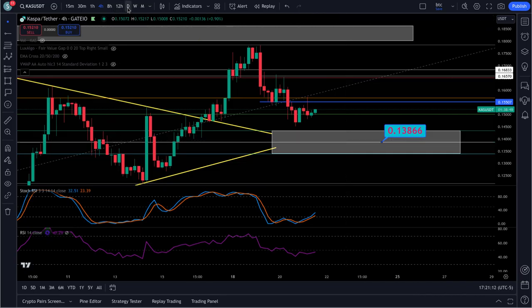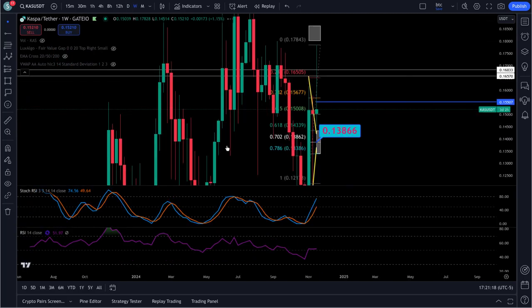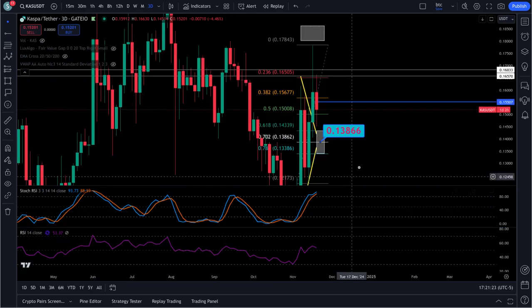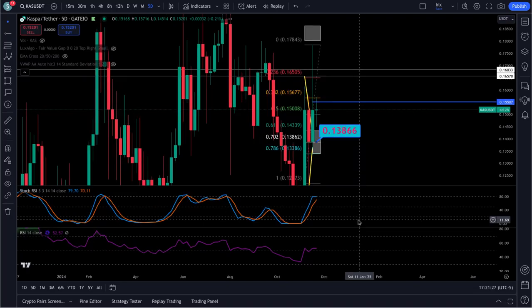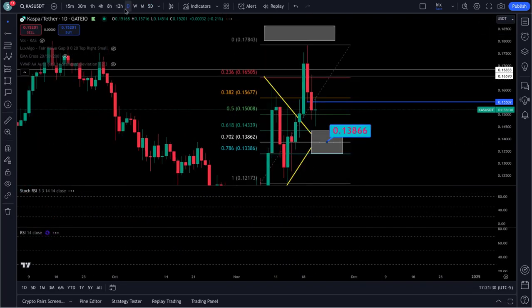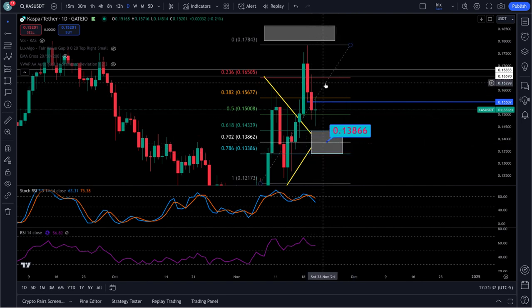Look at the daily. The daily's rolling right over. The weekly is still heading up, looking good. The 3-day is getting near the top but still bullish, and your 5-day is right at the top here. Like I said, I would be looking for this 13.8, but this could be swinging up maybe for an ABC, possibly.